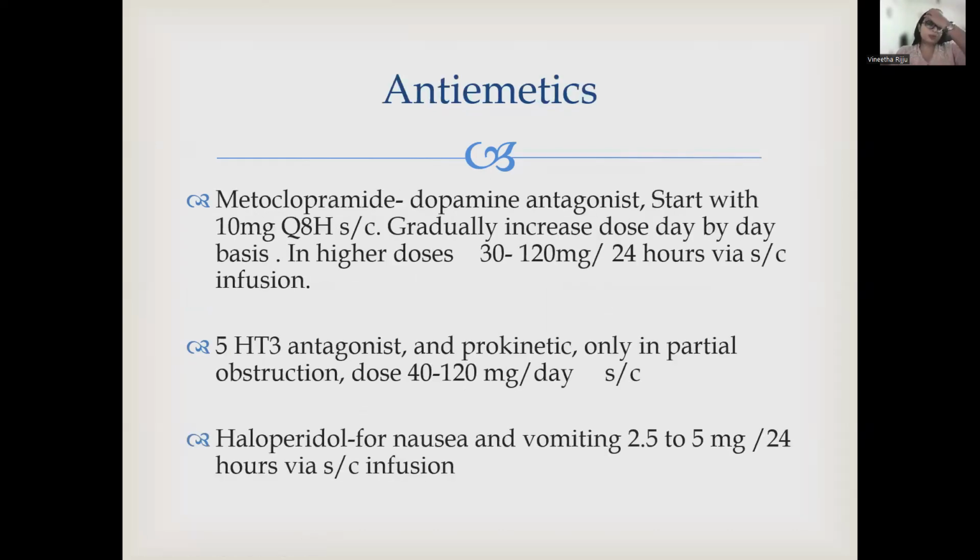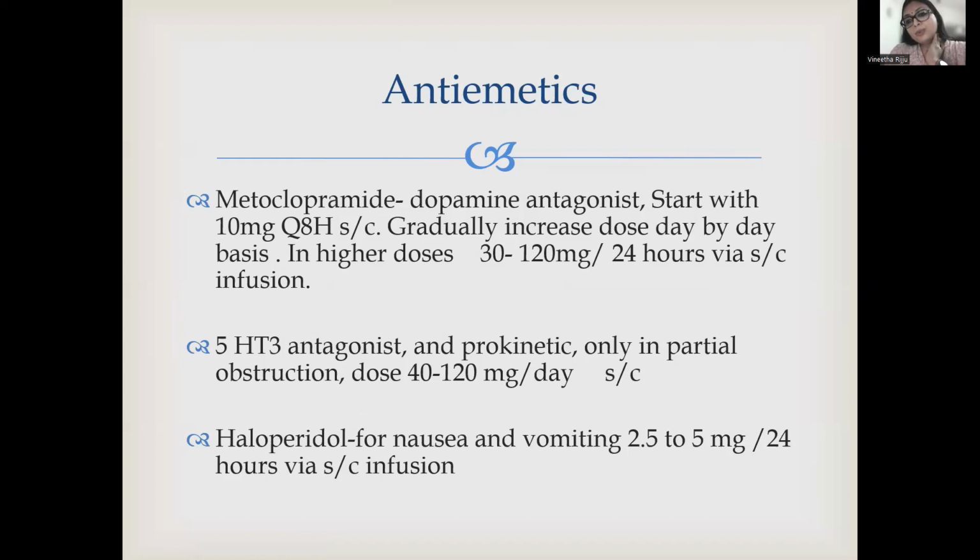Antiemetics, yes, metoclopramide, that is a dopamine antagonist. You can start with 10 milligram, 8-hourly subcutaneous, gradually increase the dose day by day, or for higher doses, 30 to 120 milligram over 24 hours can be set on your continuous subcutaneous infusion. Okay. Then again, you can give 5-HT3 antagonists, and prokinetics only in partial obstruction can be used. Then haloperidol for nausea and vomiting.